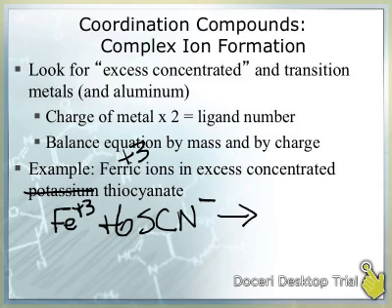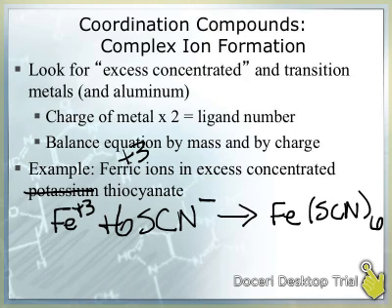This is going to combine to form iron, parenthesis, SCN, and you put that 6 right there. But is this a neutral compound? No. Iron is +3. We have 6 of these guys, which I told you was a -1 charge. So what's its charge? -6. That is not equal and opposite, right?